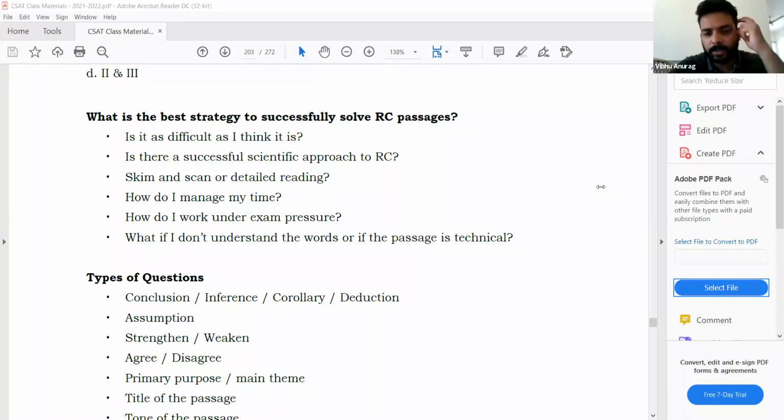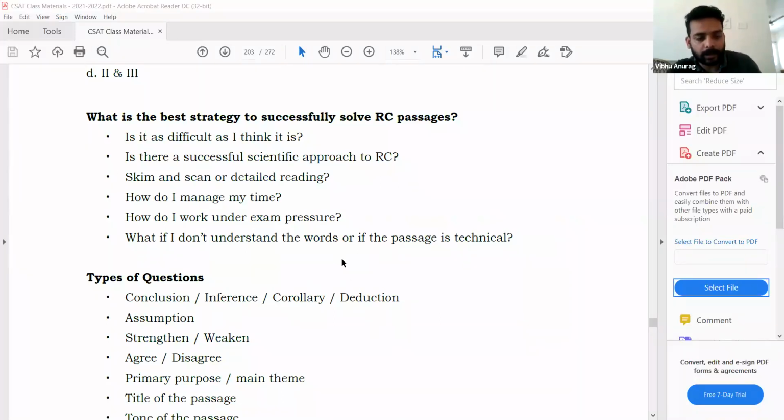So not understanding words or seeing tough passages is not that big a challenge, because you can still answer questions. So look at it as a challenge. Don't get scared of the questions, because that many times hampers your progress. These are some basic questions that everybody has. We'll keep seeing more as we proceed. Please keep asking me your questions.